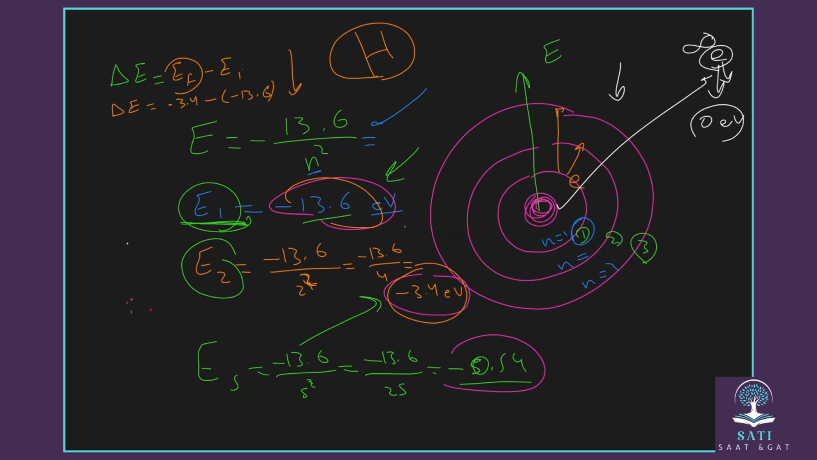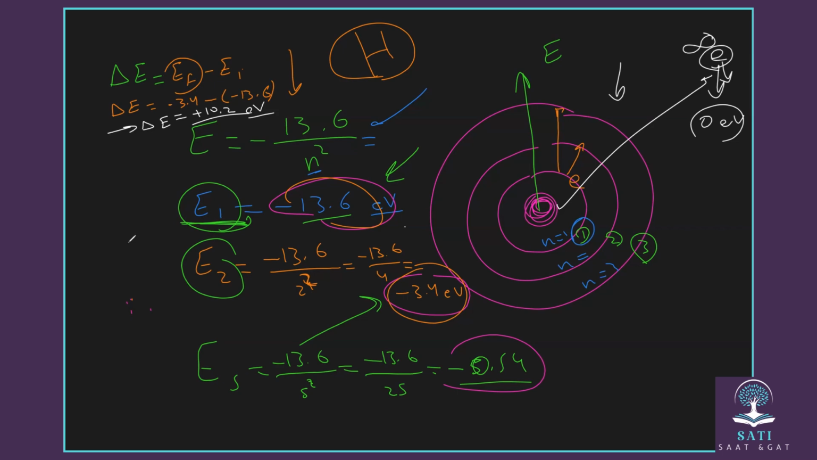13.6. What will be the answer? If you subtract, negative and negative, it's going to be plus, so it's going to be around positive 10.2 electron volt. What does this number, 10.2 electron volt, mean? It means the electron needs 10.2 electron volts just to move from the first level to the second level.